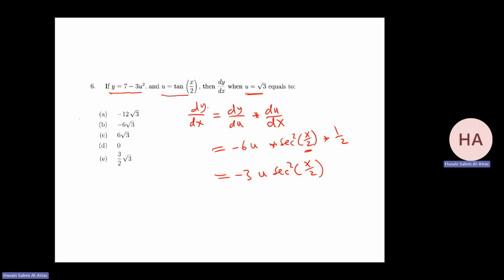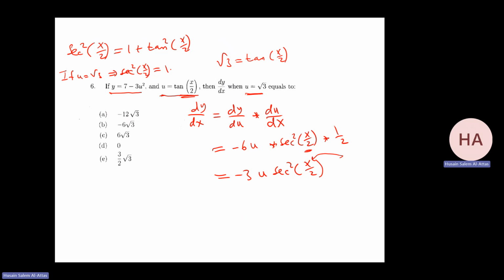Now I have u equal to the square root of 3, and I need x. So either I will do square root of 3 equals tan x over 2, or I can do this trick. I know that secant squared of any angle is 1 plus tan squared of the same angle. And I know tan of x over 2 is equal to u, which is the square root of 3. So if u equals square root of 3, then secant squared x over 2 will be 1 plus u squared, the square root of 3 squared, that will be 4. And u is square root of 3. So the answer is minus 3 times 4 times root 3, which is minus 12 square root of 3.